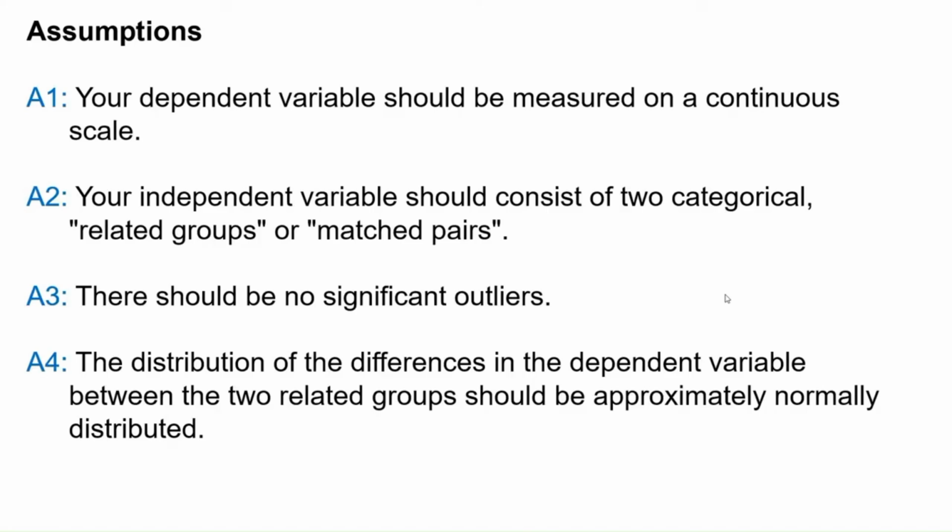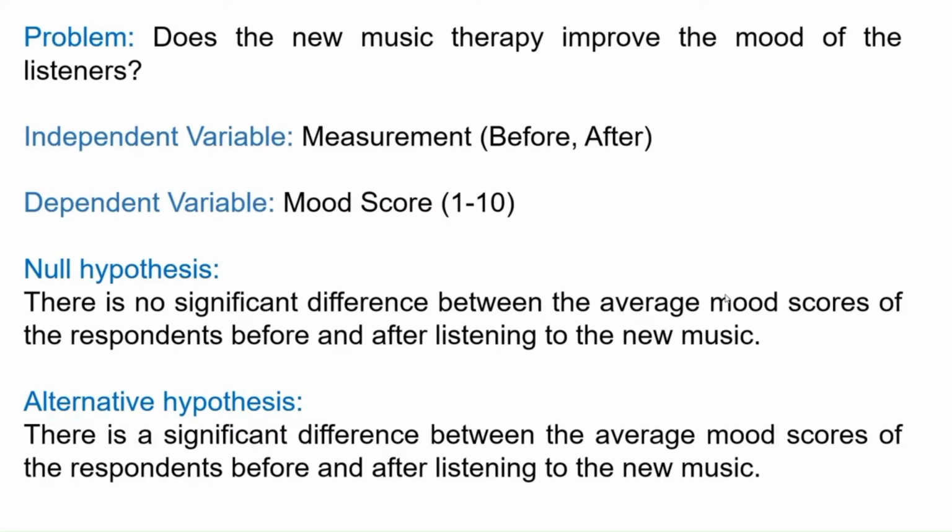Assumptions. Assumption 1. Your dependent variable should be measured on a continuous scale. Assumption 2. Your dependent variable should consist of two categorical related groups or matched pairs. Assumption 3. There should be no significant outliers. And Assumption 4. The distribution of the differences in the dependent variable between the two related groups should be approximately normally distributed.